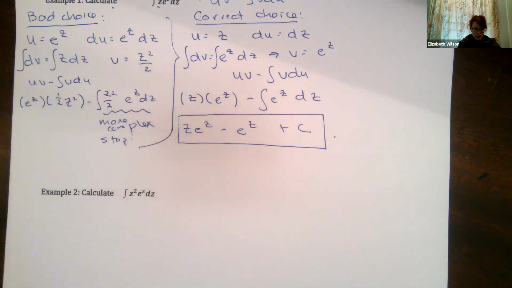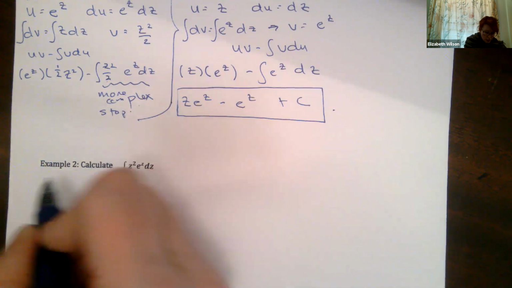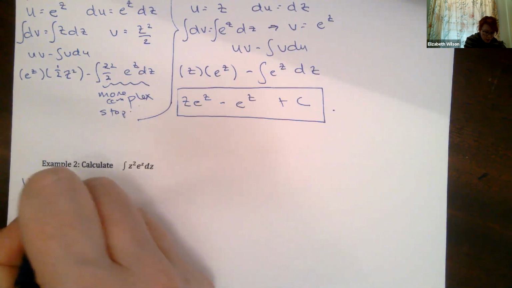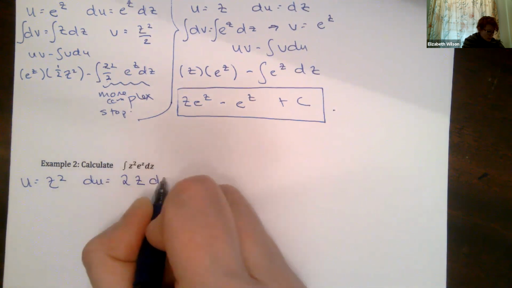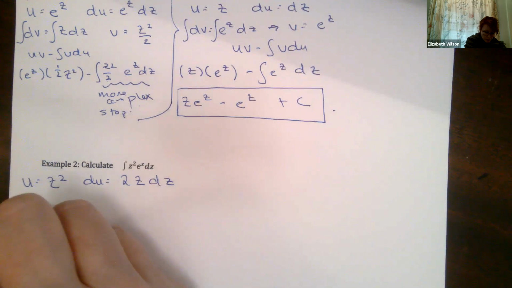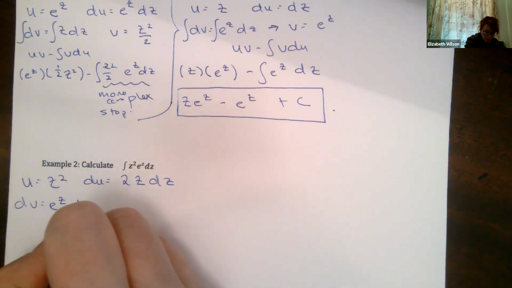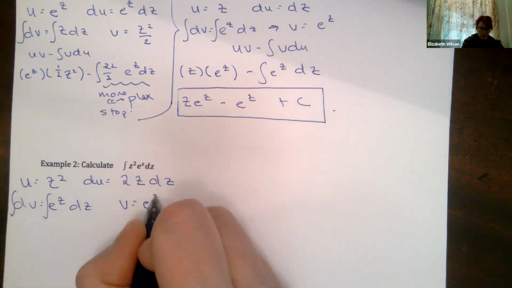I'm just going to go right into the correct part. All right, so now let's go ahead and calculate it. So I'm going to say u equals z squared. So my du is going to equal 2z dz. Okay, my dv is equal to e to the z dz. So I need to integrate both sides to get v. It's just e to the z.